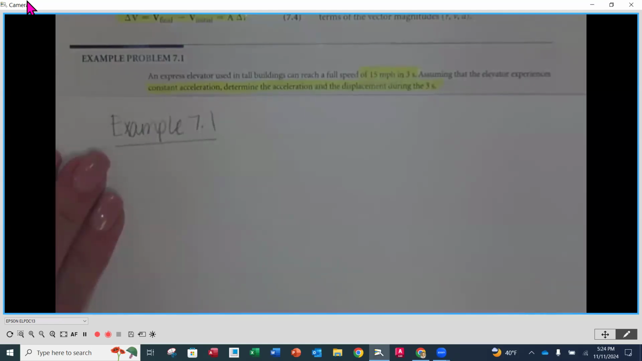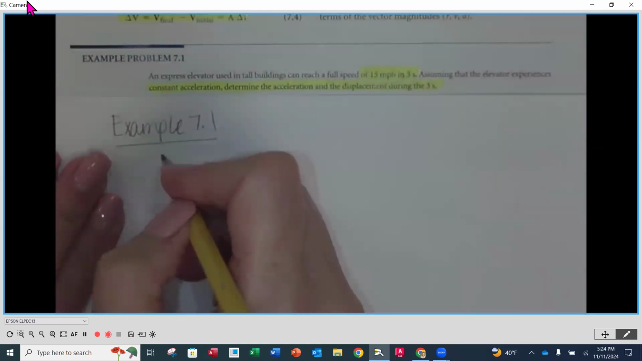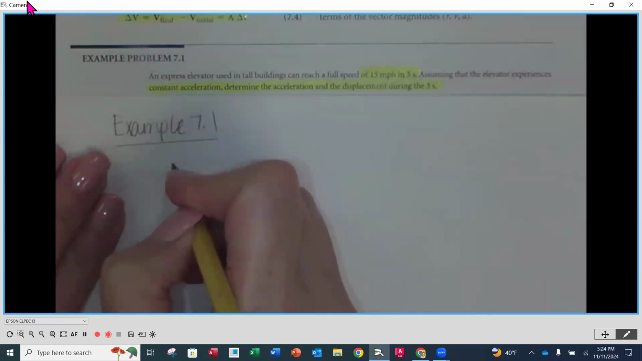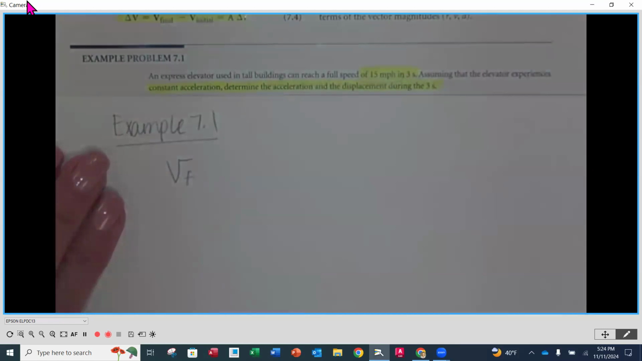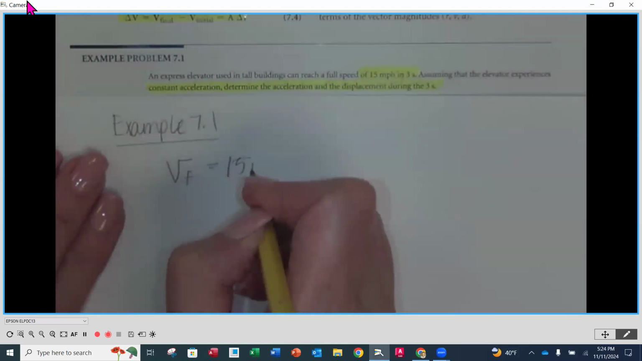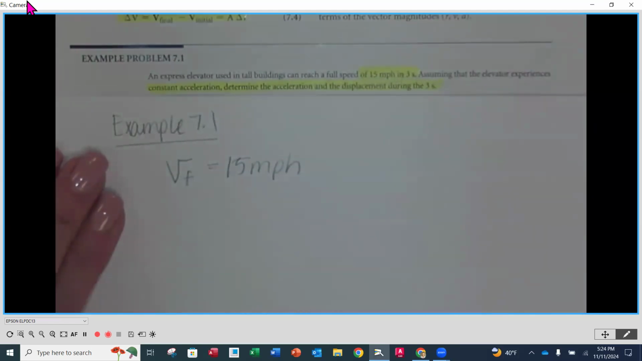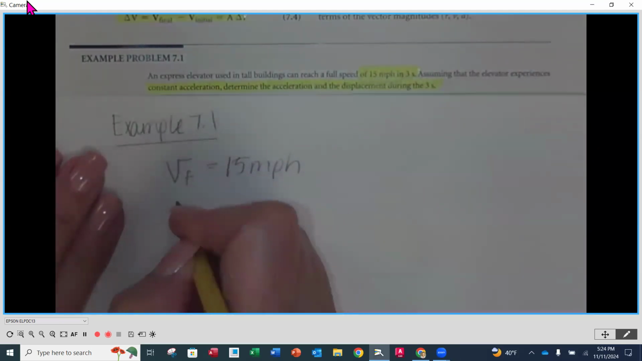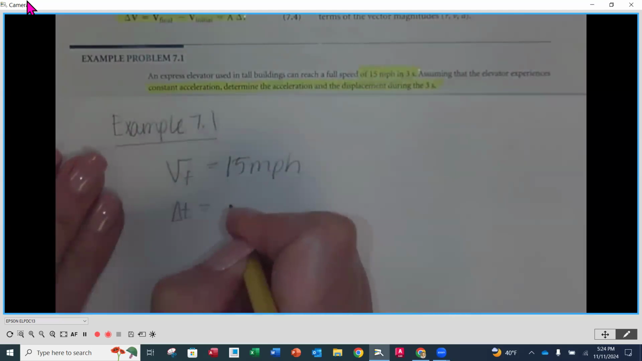It would be a velocity, okay? And Christian, you said it's probably going to be the ending velocity. Most often we refer to that as final velocity or VF, okay? So VF is going to be 15 miles per hour. What is the 3 seconds? What variable is the 3 seconds? That would be time, or it's sometimes referred to as change in time.